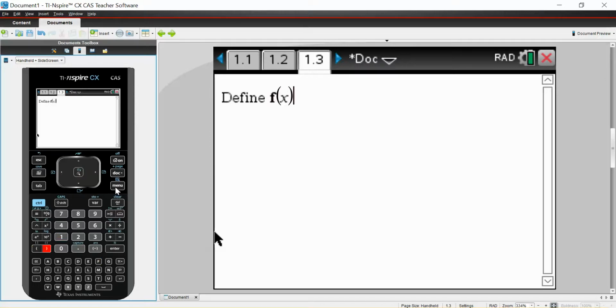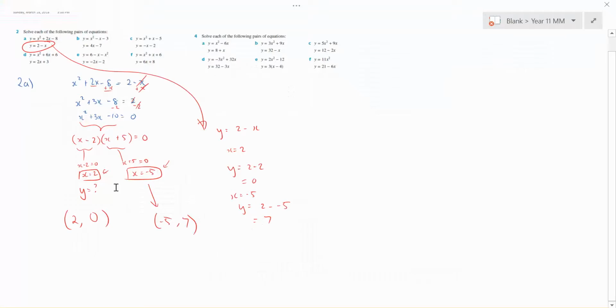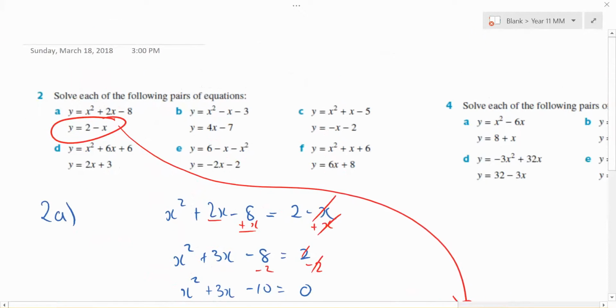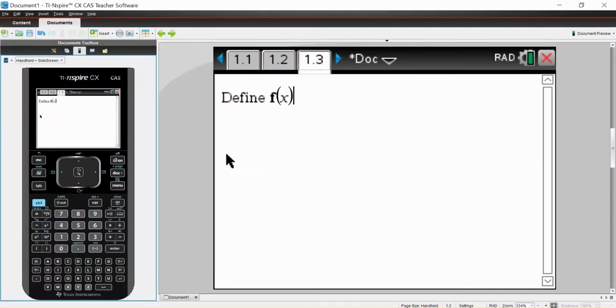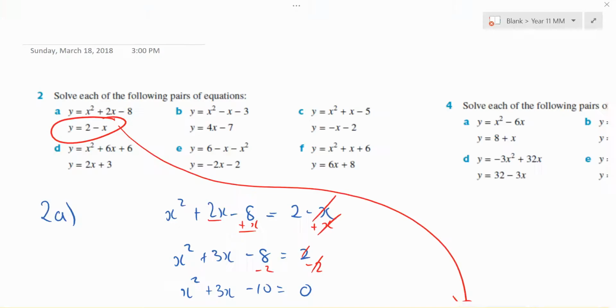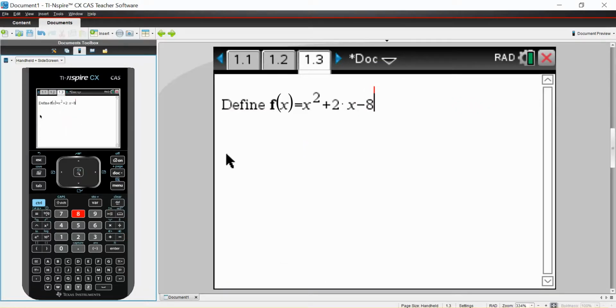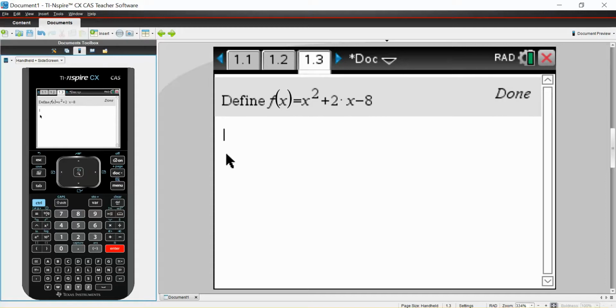Now you want to use f of x in replacement for the letter y. So instead of saying y equals x squared plus 2x minus 8, you say f(x) equals x squared plus 2 times x minus 8. That's what I have. The second equation I'm going to define as g of x, because it's the second equation, so I'll call it some other letter, g instead of f. So g(x) is equal to 2 minus x.